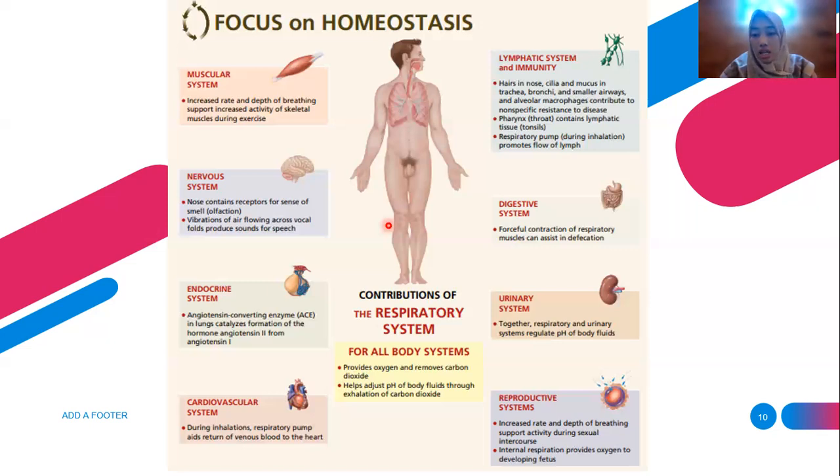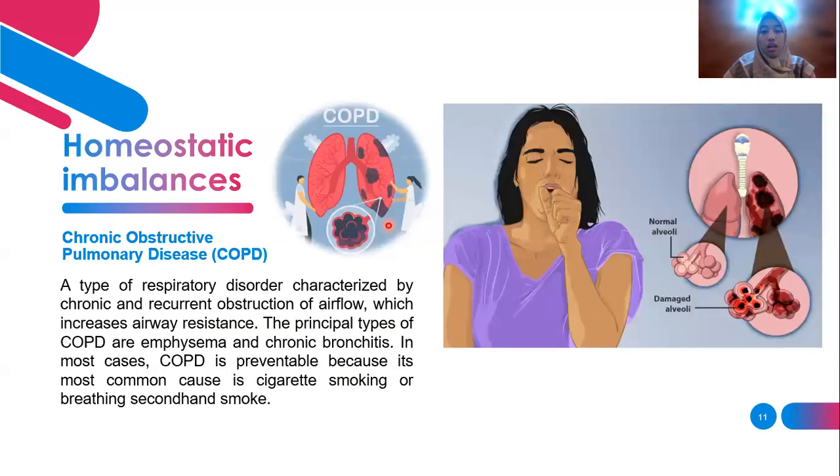And the second last is the urinary system. The respiratory and urinary systems regulate the acidity or pH of body fluids. And the last is the reproductive system. Increased rate and depth of breathing supports activity during sexual intercourse. And the respiratory system, through internal respiration, also provides oxygen to the developing fetus.